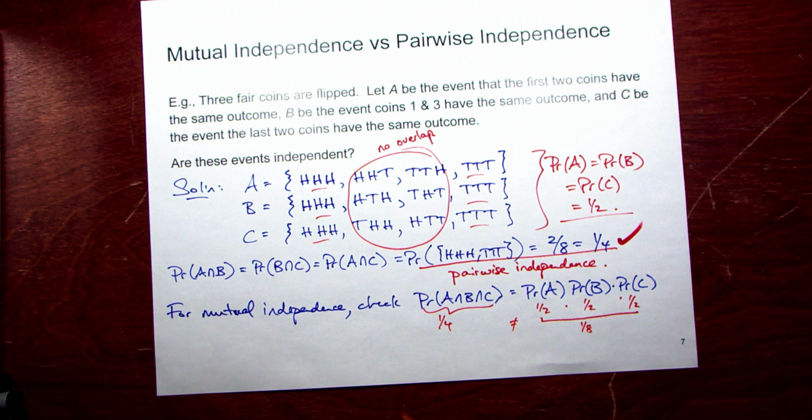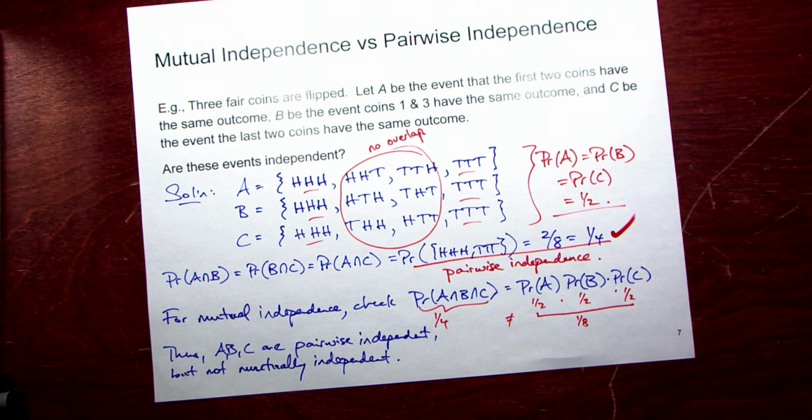Okay, so this is a case where you have a collection of events that are pairwise independent, but not mutually independent. Good. Pause here for a moment. Any questions about the definition or this example?